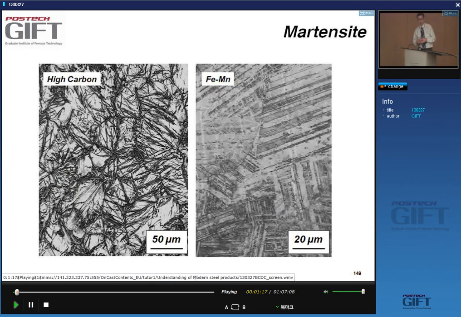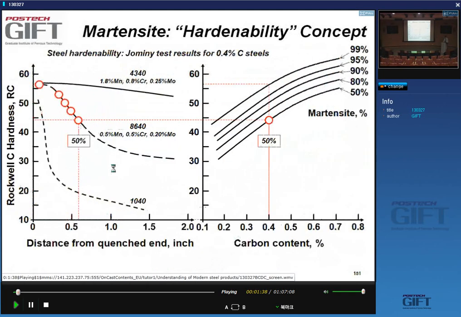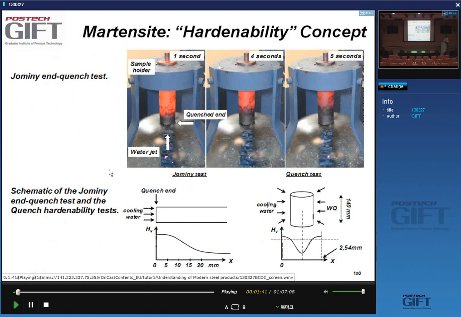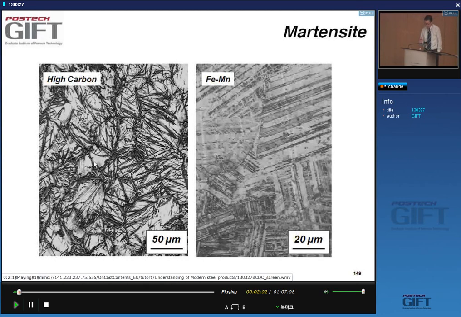low-carbon steels, when we make martensite from low-carbon steels, we get this slab martensite microstructure. But as we go to higher carbon contents, we will get a different type of martensite, as you can see on the image here. On the left, you can see this feathery type of martensite, and then in the background you still get this clear contrast from the retained austenite. That's one type of ferrous martensite.